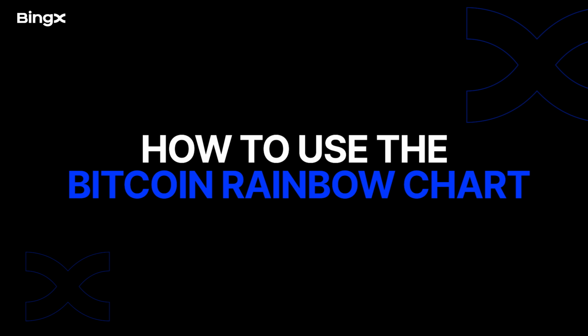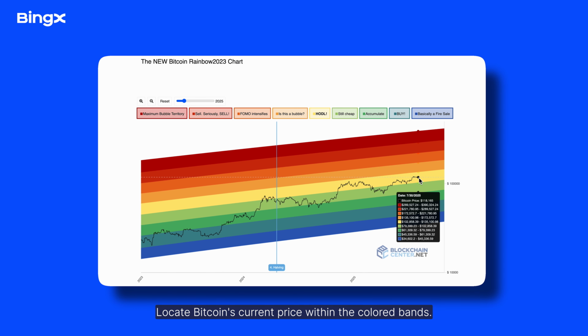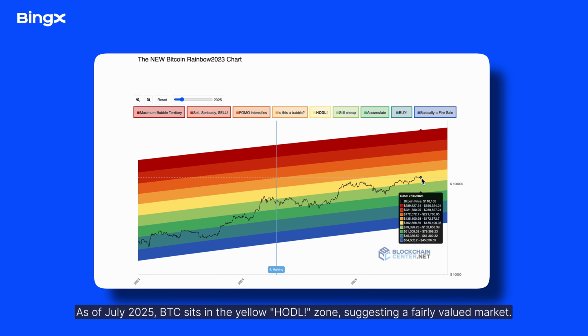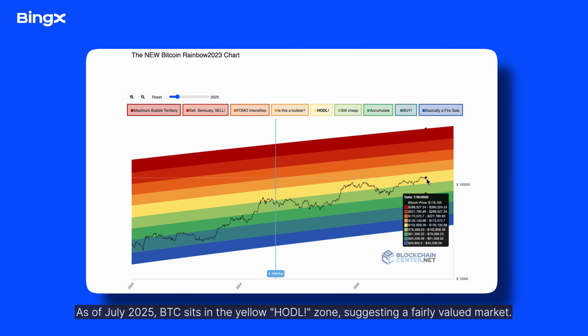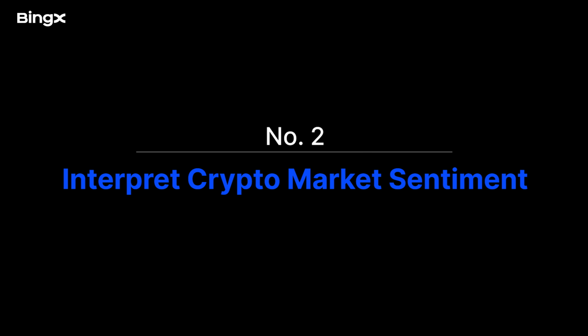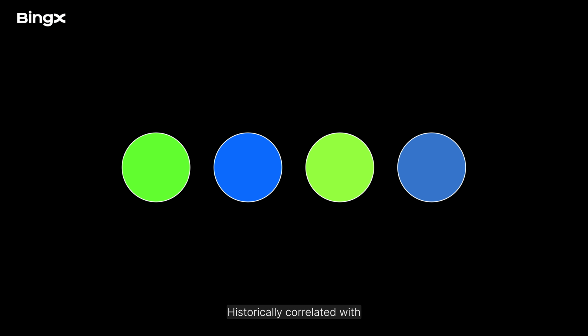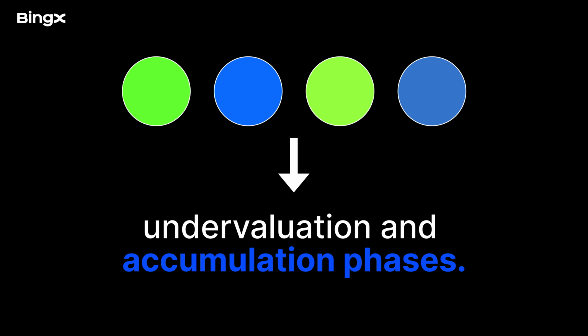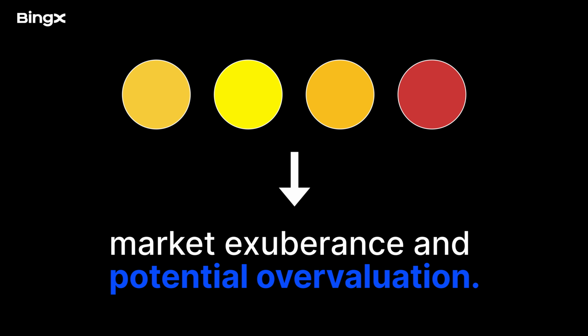How to use the Bitcoin rainbow chart. First, identify Bitcoin's current price band. Locate Bitcoin's current price within the colored bands. As of July 2025, BTC sits at the yellow HODL zone, suggesting a fairly valued market. Second, interpret crypto market sentiment. Each color band reflects investor sentiment. Cooler colors like blue and green historically correlated with the undervaluation and accumulation phases. Warmer colors like orange and red are associated with market exuberance and potential overvaluation.